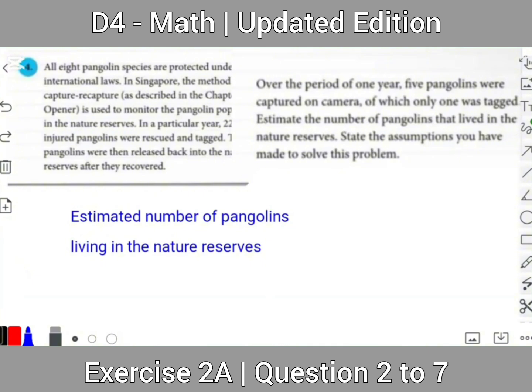So first, we will estimate the number of pangolins living in the nature reserve. Since we have 22 injured pangolins that were rescued and tagged, so 22 times, over the period of 1 year, 5 pangolins were captured on camera. So 22 times 5 gives us 110. So the estimated number of pangolins living in the nature reserve will be equal to 110.